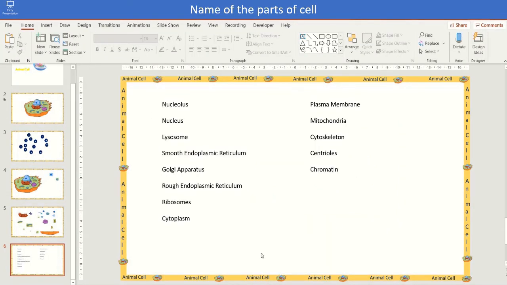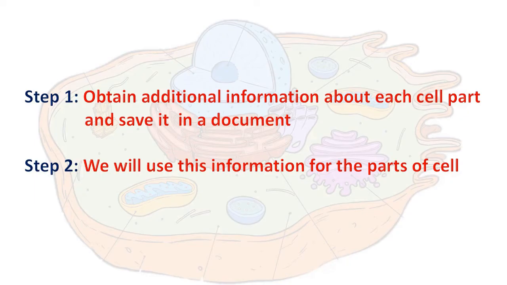Type the name of all the parts of the cell. Format and keep it ready. Obtain additional information about each cell part and save it in a document. We will use this information for the parts of the cell.